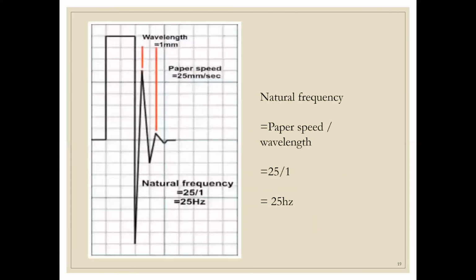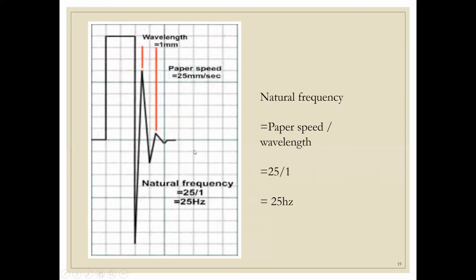So in such cases, we can measure the natural frequency. So how can we measure the natural frequency of the transducer? It is paper speed divided by wavelength. Normally, the speed which we keep on the monitor is around 25 millimeter per second. So what is wavelength? Wavelength is the distance between two wave crests. So a wave has a crest, this is the crest, and this is the trough. The distance between two wave crests is the wavelength. So paper speed divided by wavelength.